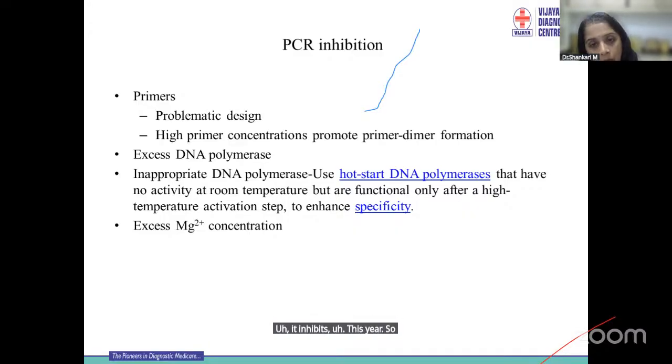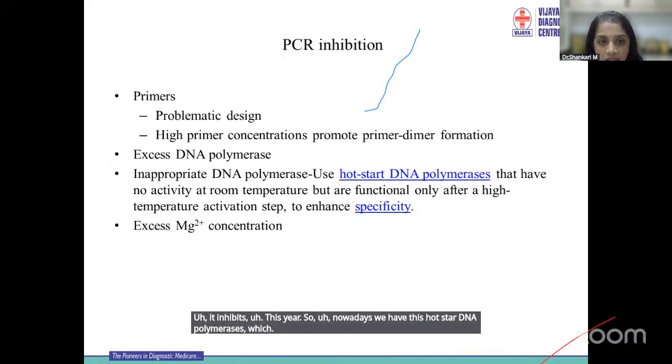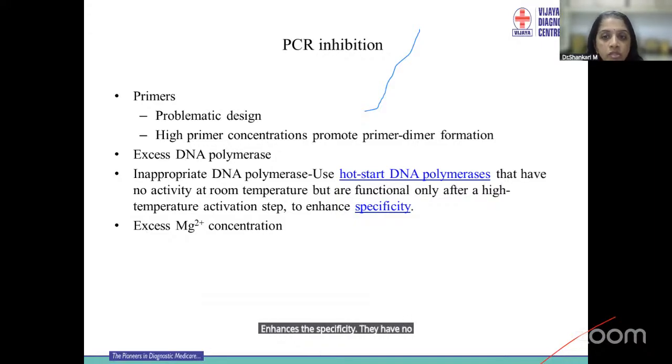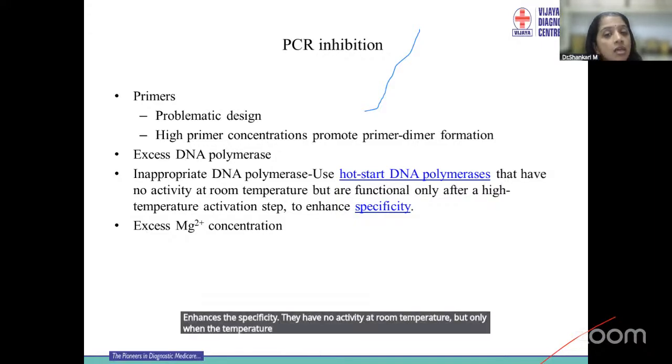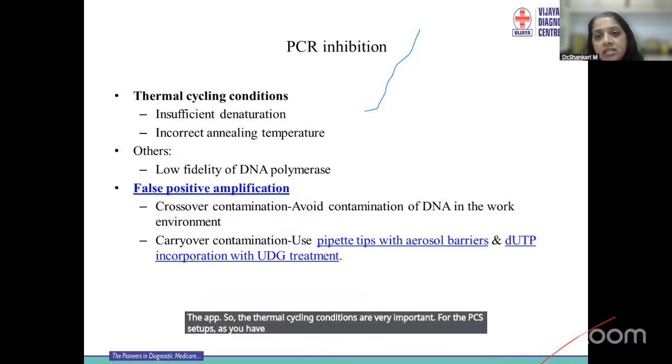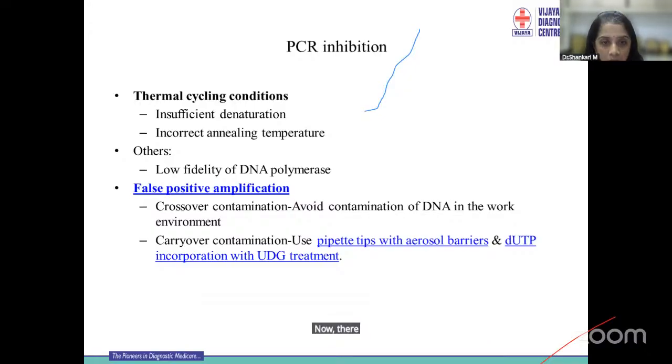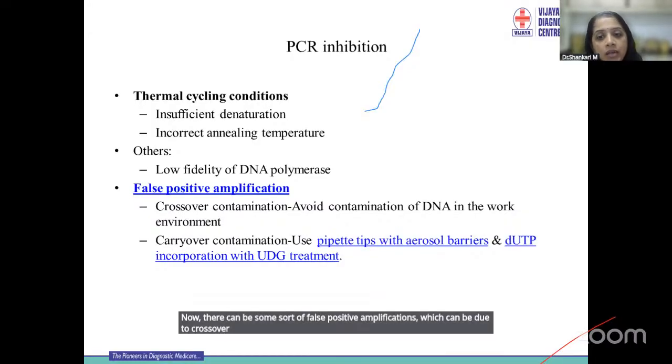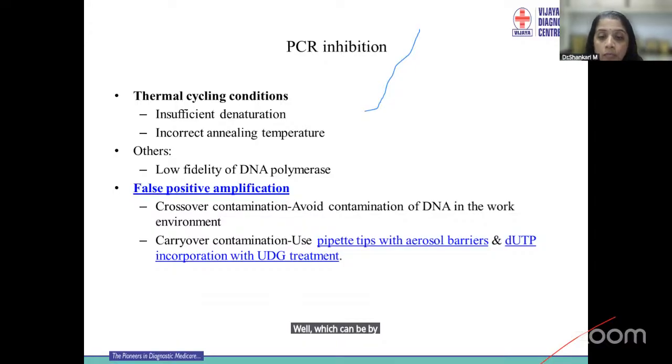Nowadays we have these hot start DNA polymerases which enhance the specificity. They have no activity at room temperature, but only act when the temperature increases. So the thermal cycling conditions are very important for the PCR setup. As you have seen, each and every step is temperature dependent. Now, there can be some false positive amplifications, which can be due to crossover contamination or carryover contamination, which can be caused by the use of pipette tips without barriers, etc.